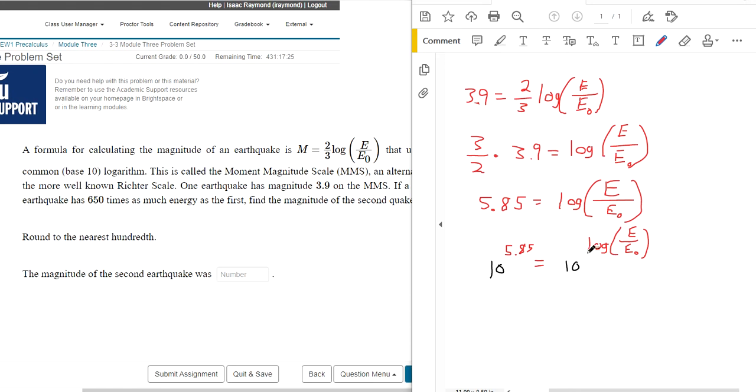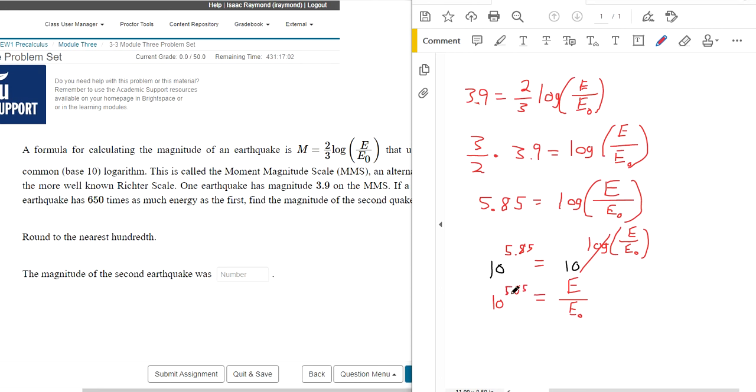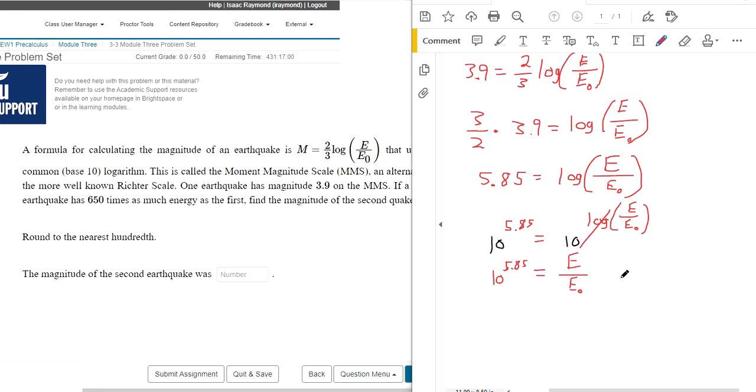Okay, so it's balanced, and the whole reason I did that is because when you have a common log, when you just write log without a base, it means a log of base 10. So 10 to the power of log base 10, they cancel each other out, and it leaves you with just E over E sub 0. That equals 10 to the 5.85 over here. I don't know if Mobius wants to simplify that. Let's just keep it in exponential form.